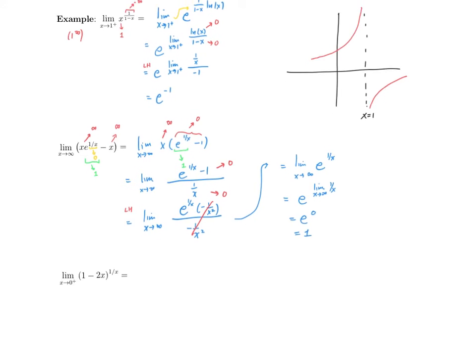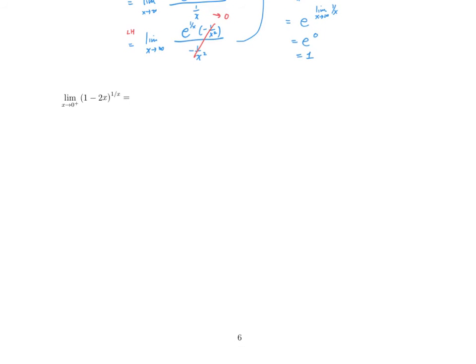And our final remaining limit is as x approaches 0 from the right of the quantity 1 minus 2x raised to the 1 over x. So note, 1 minus 2x is going to 1 as x approaches 0, and 1 over x is going to infinity. So we have an indeterminate form of type 1 to the infinity. So rewriting this algebraically, we have e to the 1 over x natural log of 1 minus 2x.